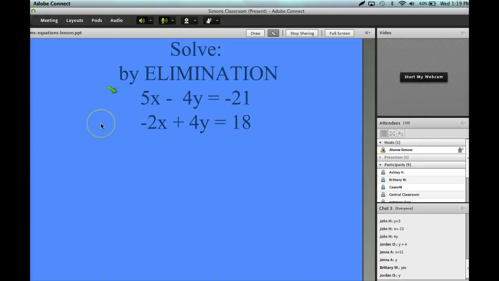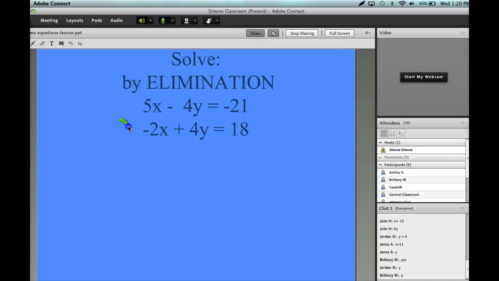Here's one for you. Eliminate. Which variable does it look like it would be the smartest one to eliminate? X. Look at them again. Oh, y. Yeah, because y is a negative 4 and then a positive 4. When I add those two things together, these will be eliminated. Alrighty, so it's 5 minus 2. 3.